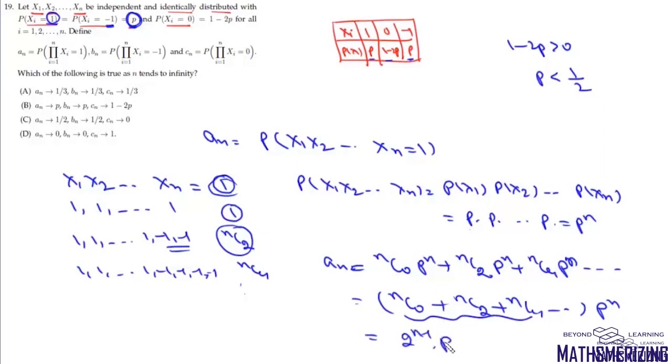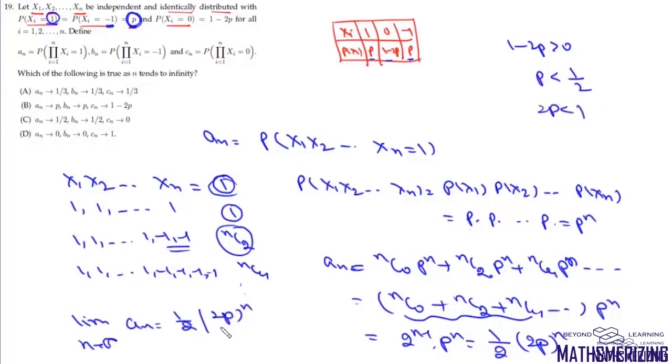So it will be 2 to the power of n minus 1 into p to the power n. So it will be 1 by 2 into (2p) to the power n. Now we'll take this limit n tends to infinity. an will be 1 by 2 and then (2p) to the power n. Now 2p is less than 1. So if 2p is less than 1, then (2p) to the power infinity will be simply 0. So the value of an tends to 0.